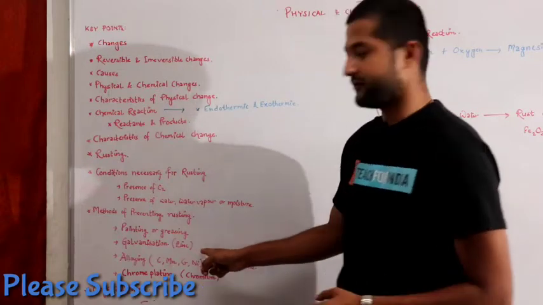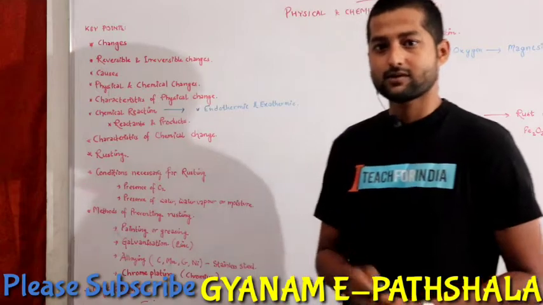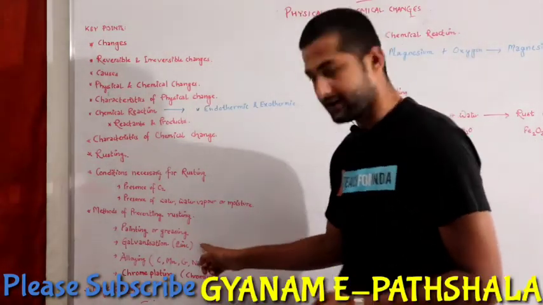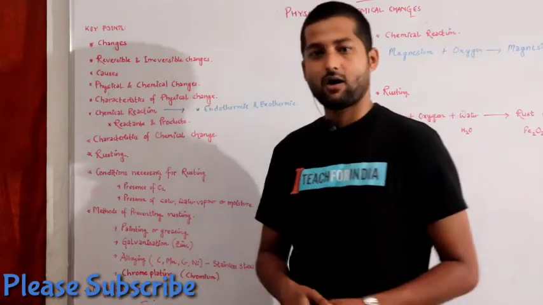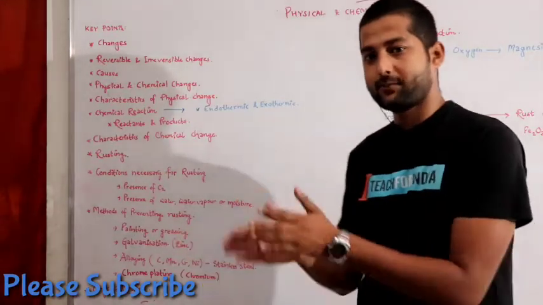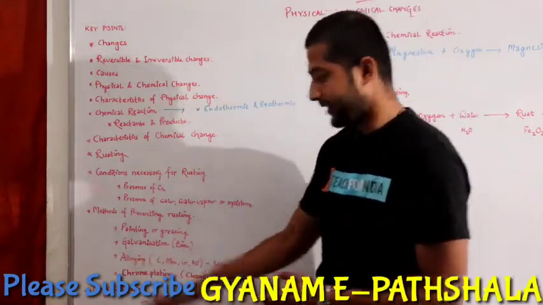Now the next one is galvanization. So what is galvanization? Galvanization is the process of covering or coating the metal object with a zinc layer. So when we coat that object or the iron with the zinc layer, it prevents the contact of oxygen with the metal.